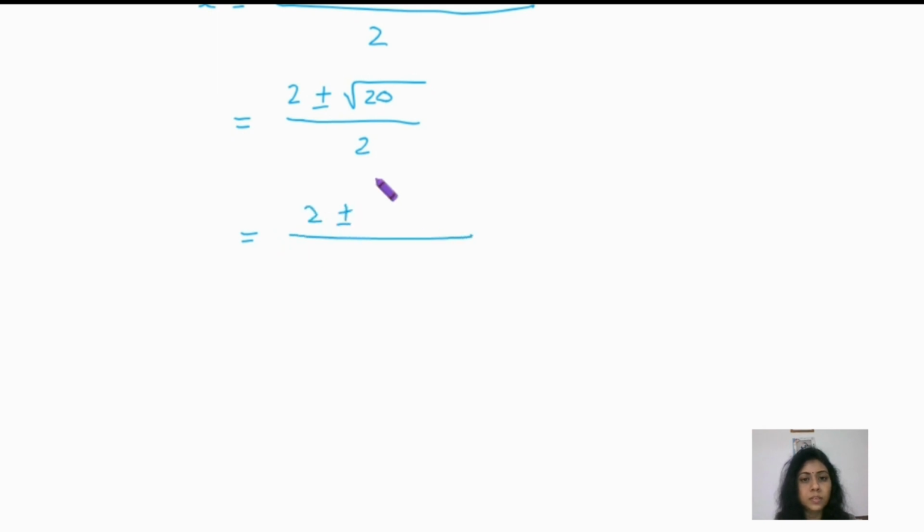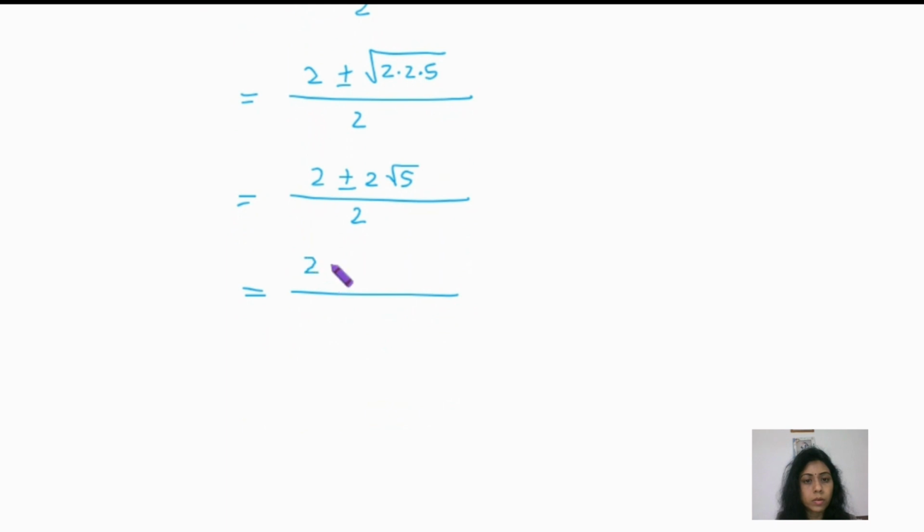2 plus minus square root 20, we can write 20 as 2 times 2 times 5, and divided by 2. So this 2 comes out, or we can say this is square root of 4, which is 2, and square root 5, divided by 2. We can take 2 common from the numerator, so 2 times 1 plus minus square root 5, divided by 2.